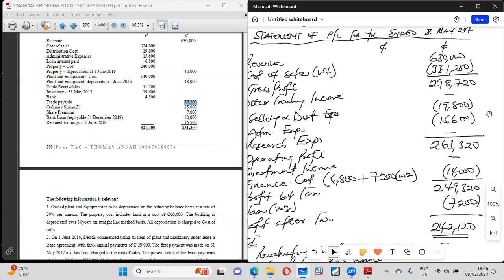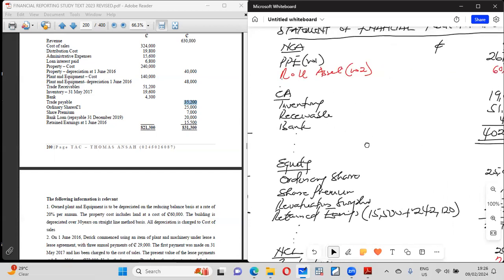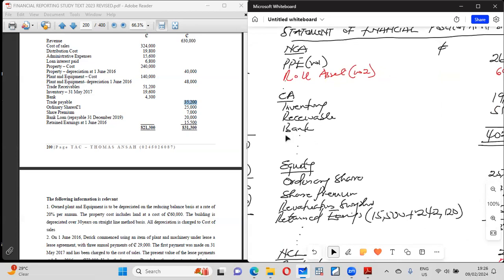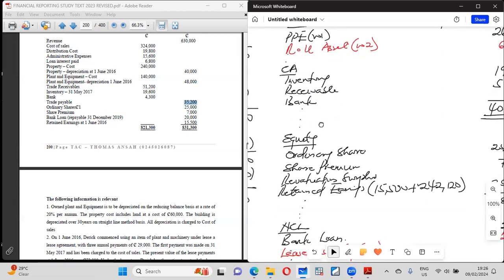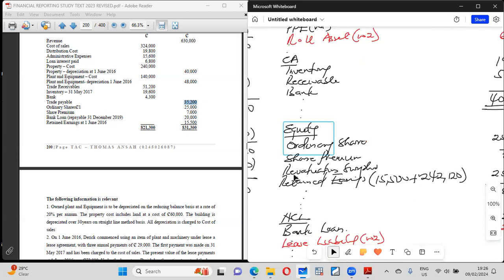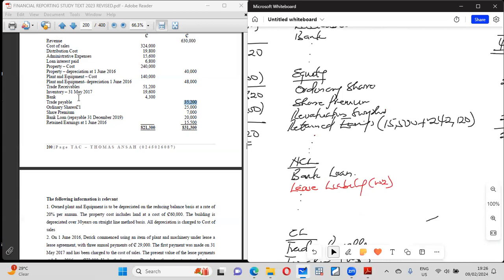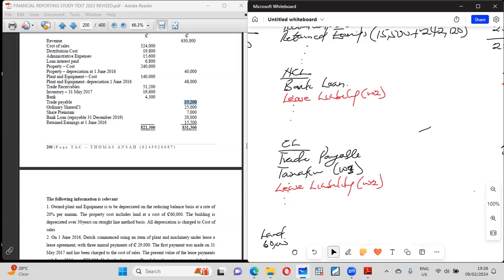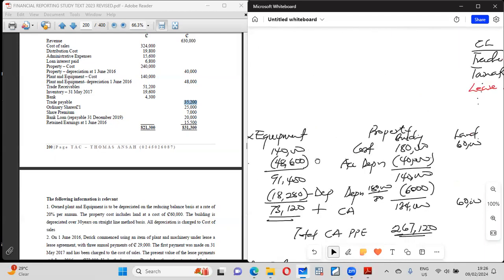When you read the question, you can also find out in the question, draw your template, leave spaces. Don't make it just NCA, PPE, no. Leave like 3 spaces before you come to the CA. When you finish writing those things, you can see the CA in the trial balance. Leave additional 3 spaces. Equity, leave 3 spaces because something must come up. NCL, leave 3 spaces. CL, leave 3 spaces. Then you start answering the notes.